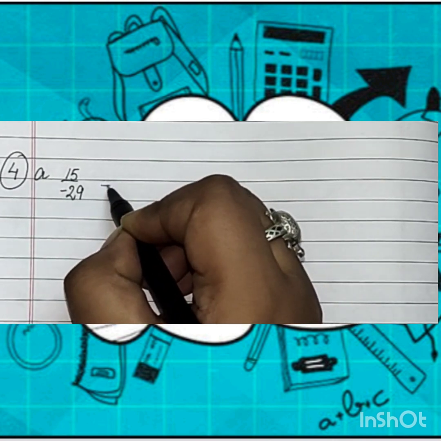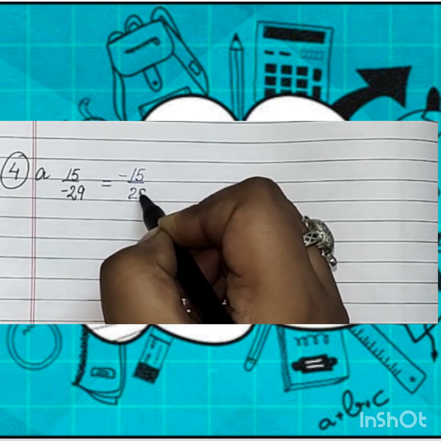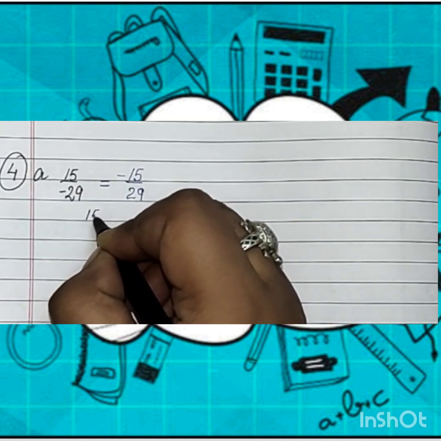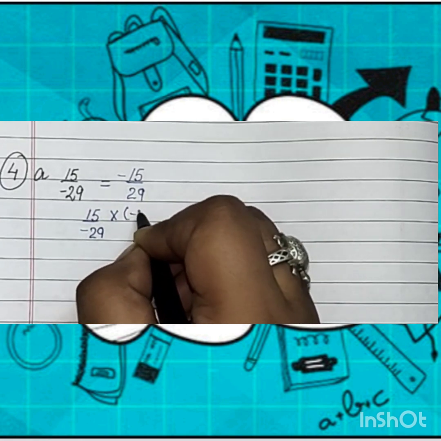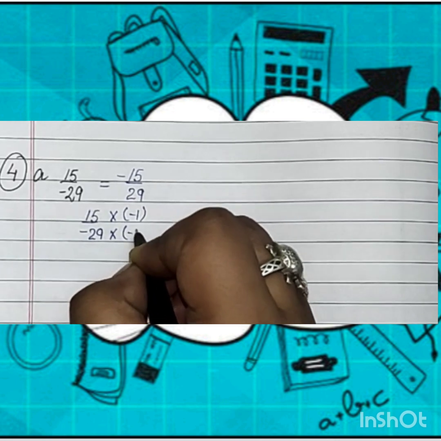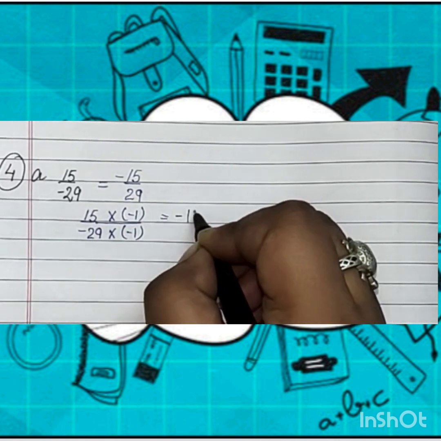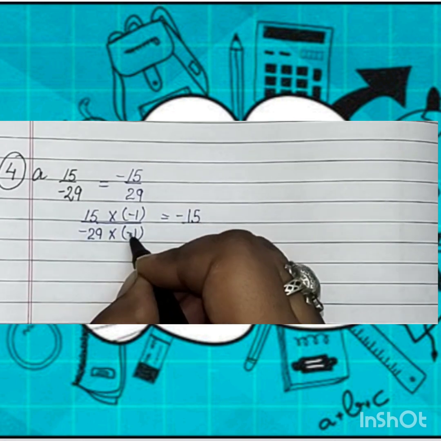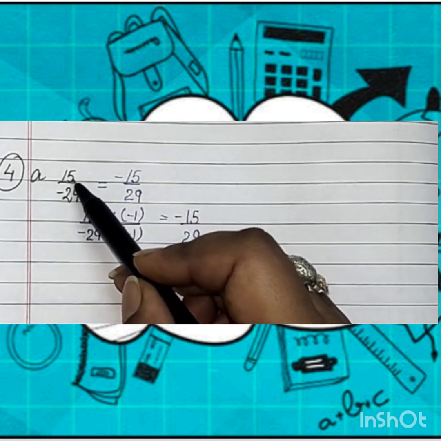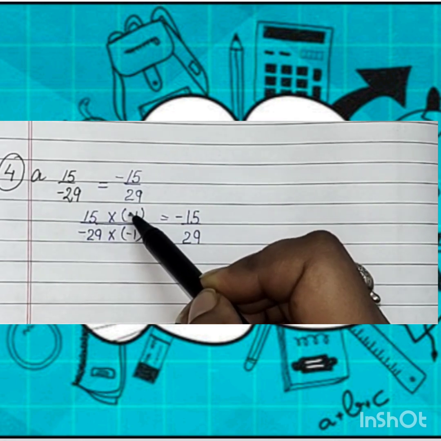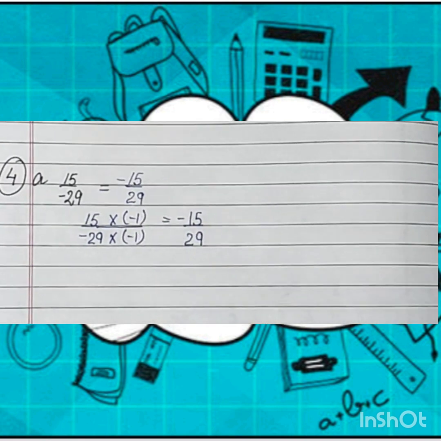So either you can write it directly as -15 upon 29 or another method is do the multiplication of -1 in numerator and also in denominator. Okay, 15 times -1 is -15, minus times minus is plus and it becomes +29. So either you can write directly or do the multiplication of -1 in numerator and also in denominator.